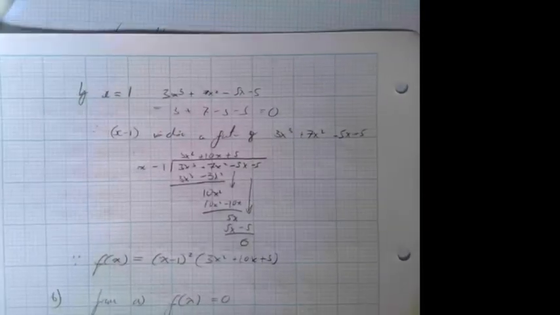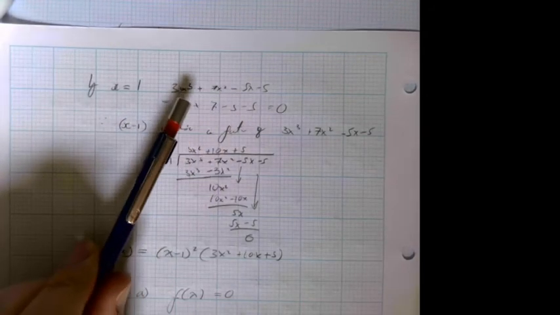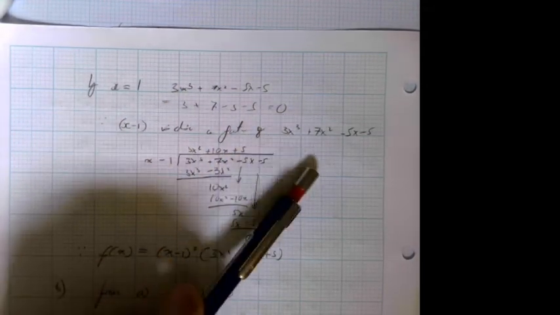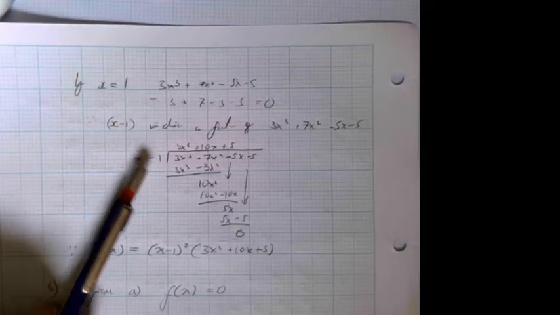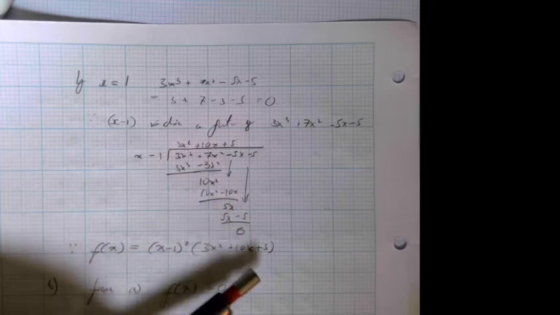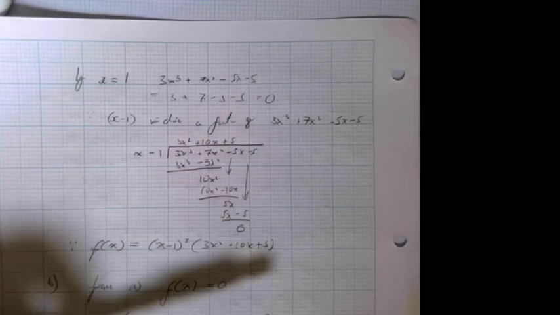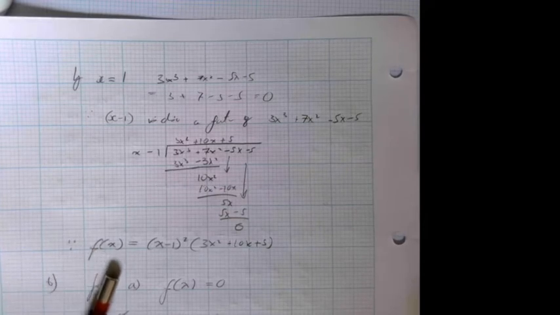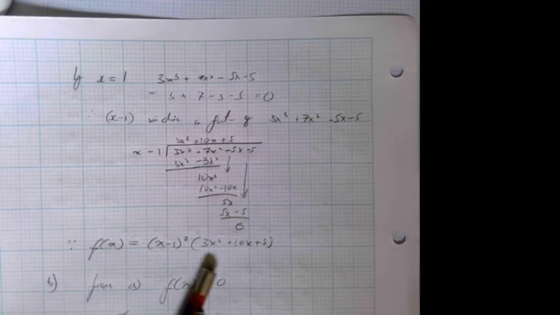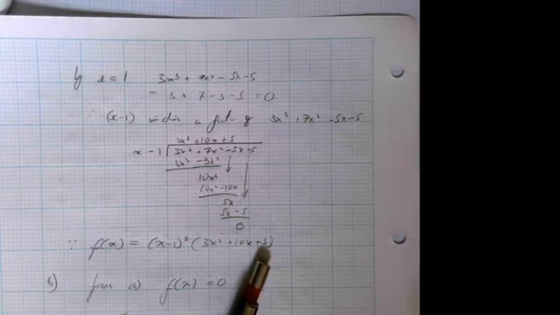Let's just check it is a factor and we've not made any silly mistakes with our algebraic division yet. So if x is equal to 1, substituting into that factor, this will become 0. It does. So then I'm going to do algebraic long division again, and I get that x minus 1 is a factor with no remainder, so that's exactly what we wanted, and we get 3x squared plus 10x plus 5. And hence our f of x is (x minus 1) squared, times (3x squared plus 10x plus 5), which is what the question asked for.